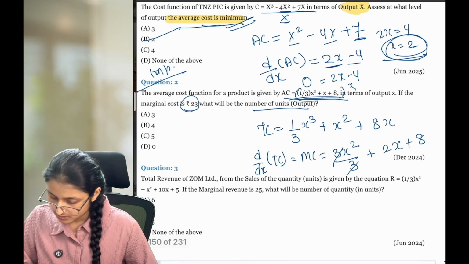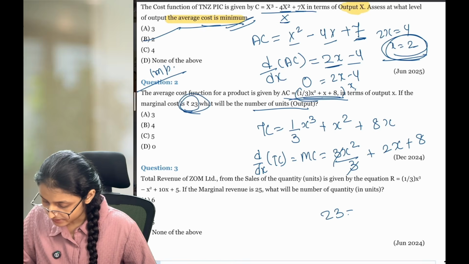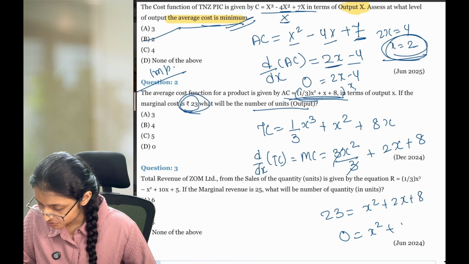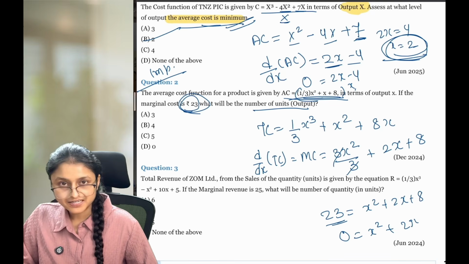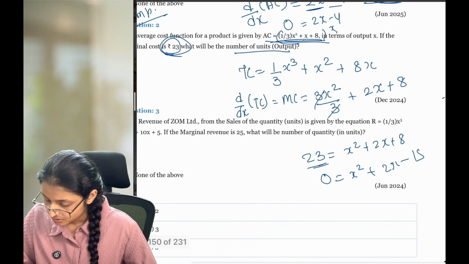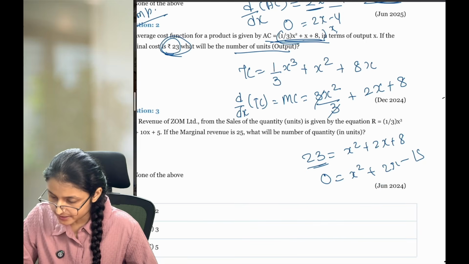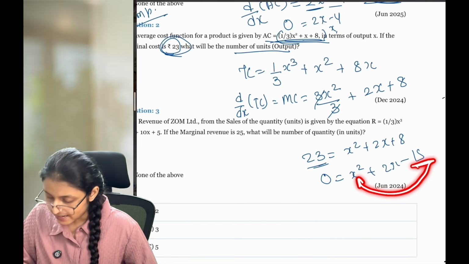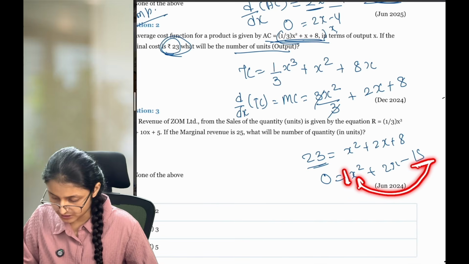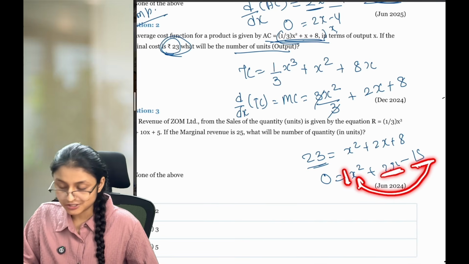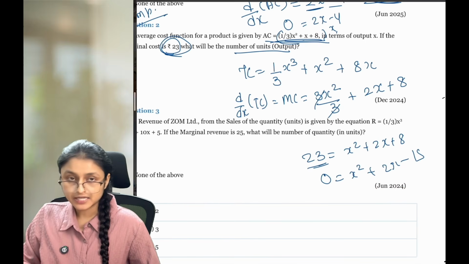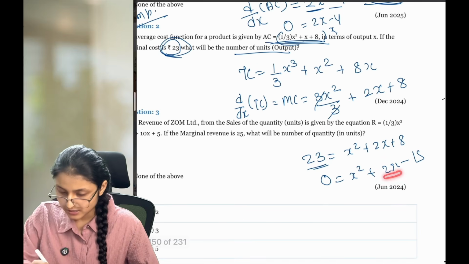We can also put the marginal cost value here as 23 is equal to x square plus 2x plus 8. Now 0 is equal to x square plus 2x, and if I take this 23 there, minus 23 plus 8 will give you minus 15. Now you have to multiply the constant number with the coefficient of x square. x square is not having anything, that means it has 1. So 15 into 1 will give you 15. Now you have to split the middle value: if I multiply two numbers, I should get 15, and if I subtract or add two numbers, I should get 2. How to get that?